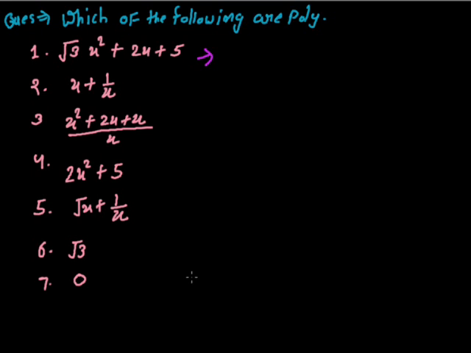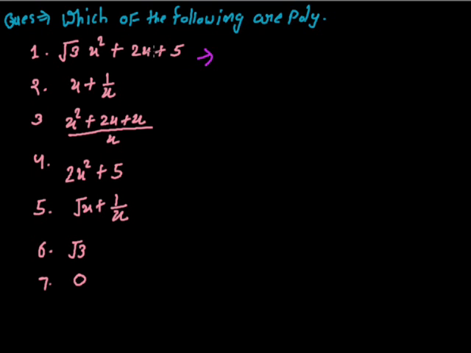First of all, we have to look for two primary things. One, the power of the variable in which the variable is defined should be a whole number. And there should be a variable and constant. In the first expression, if you look at the powers of the variable, x raised to power 2, 2 is a whole number, x raised to power 1 is a whole number.